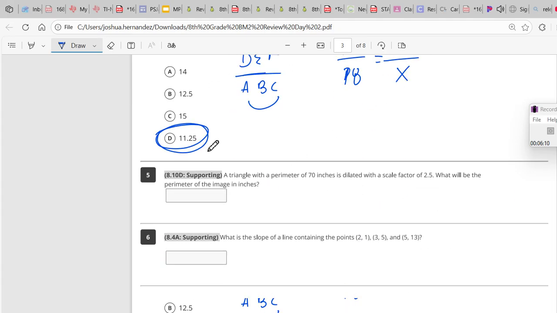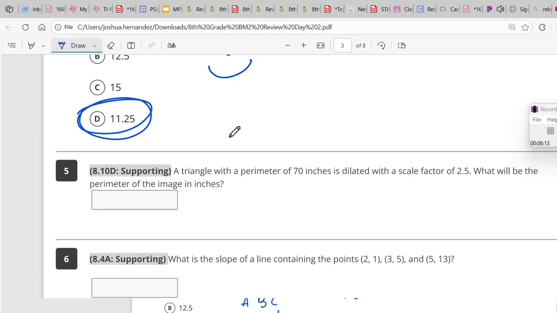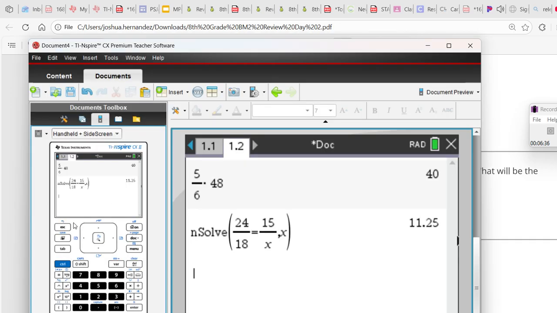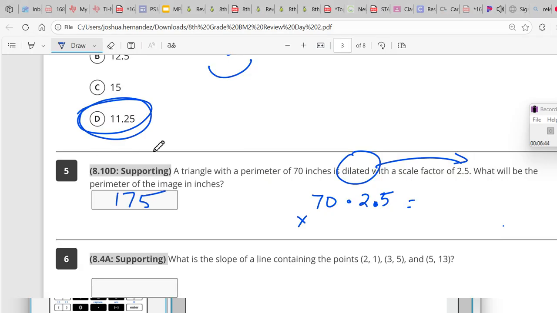Pretty easy, straightforward. Okay, the triangle. The perimeter is straightforward. Perimeter dilated means multiply. Let's go back. What would be the perimeter of the image? That's easy, guys. Just multiply by 2.5. So 70 times 2.5 is 175. Multiplication, guys. Dilation means to multiply.